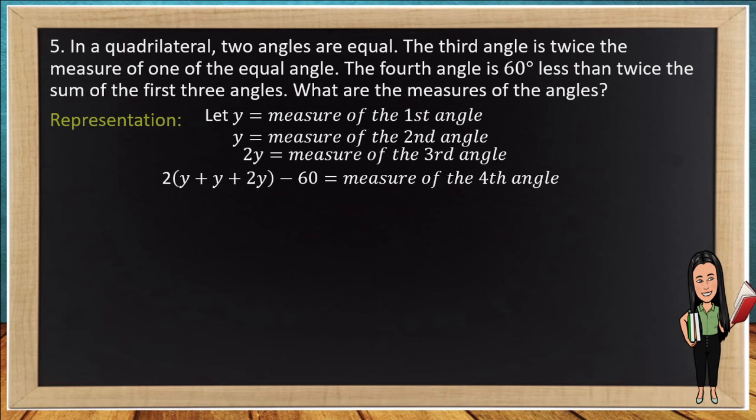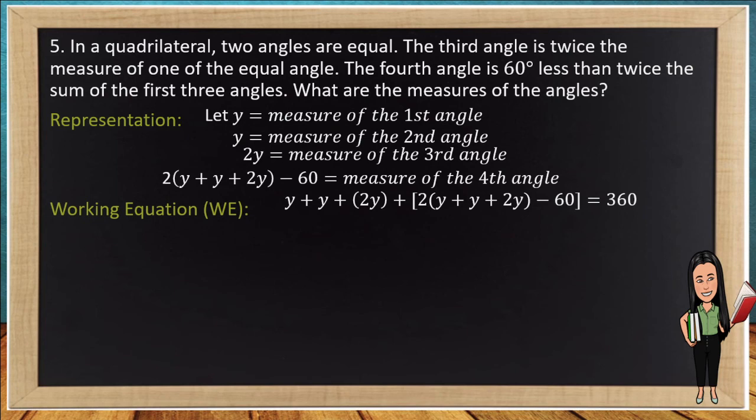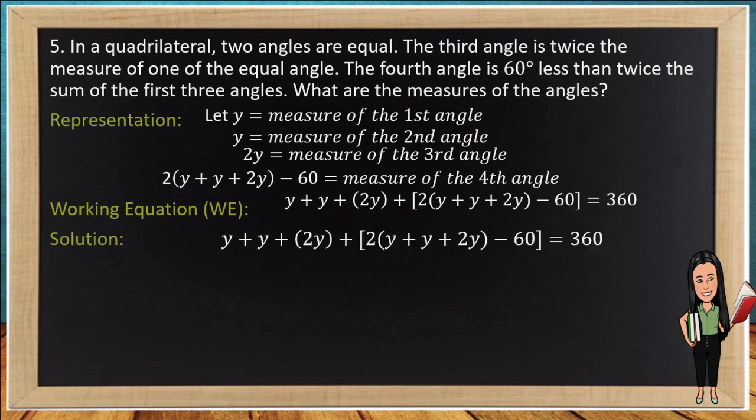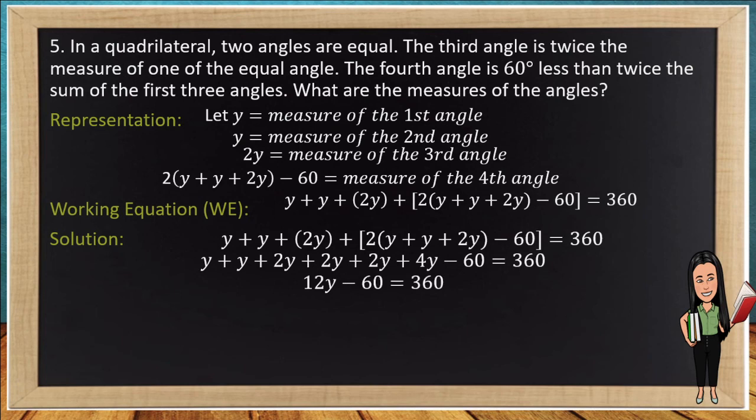Let's create now the working equation. The sum of the measure of all the angles in a quadrilateral is equal to 360 degrees. Add lang natin. Y plus 2y plus quantity 2 times y plus y plus 2y, minus 60 is equal to 360. Remove yung mga grouping symbol. Yan. Apply yung negative sign kung meron mga kailangan i-apply. Combine like terms, we have 12y minus 60 equal to 360.